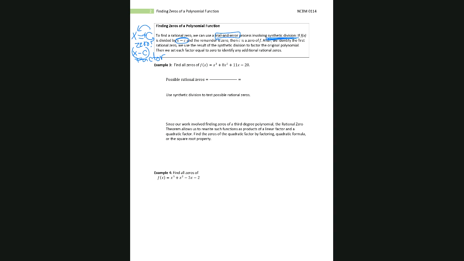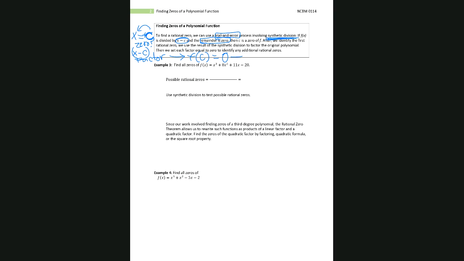And so if the remainder is a 0, that implies that if you substitute that x value, right now we're using the letter C to generalize it, it's just a number, you will get a function value or a y value of 0. That's another reason we call them zeros. And how do we know that?